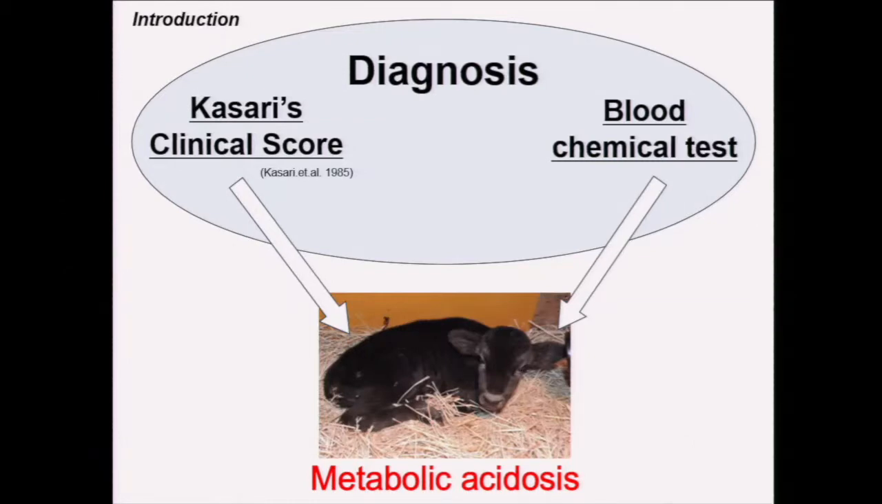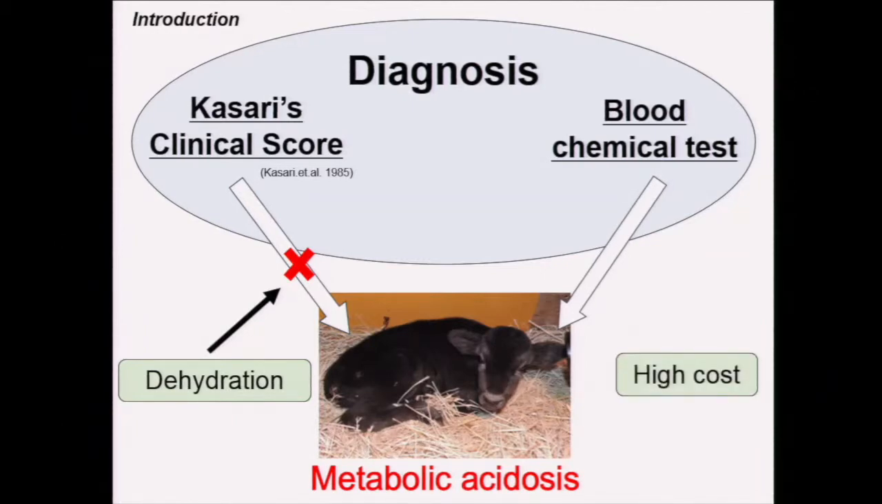The Kasares clinical score and blood chemical tests are among the methods to detect metabolic acidosis. The Kasares clinical score is commonly used by many veterinarians because it is performed easily, cow-side, immediately and locally. However, dehydration makes it difficult to detect metabolic acidosis because it causes similar symptoms and affects the scoring regardless of the disorder of acid-base balance in cows.